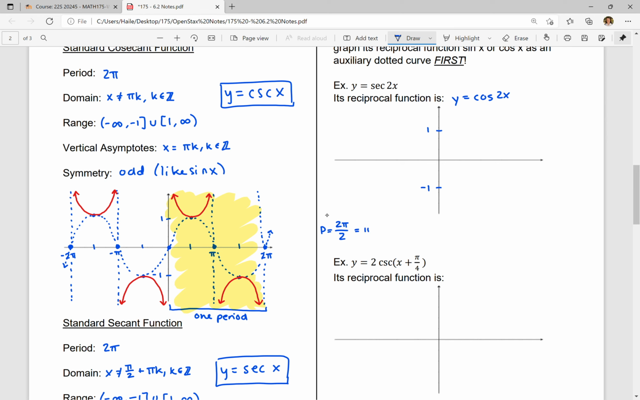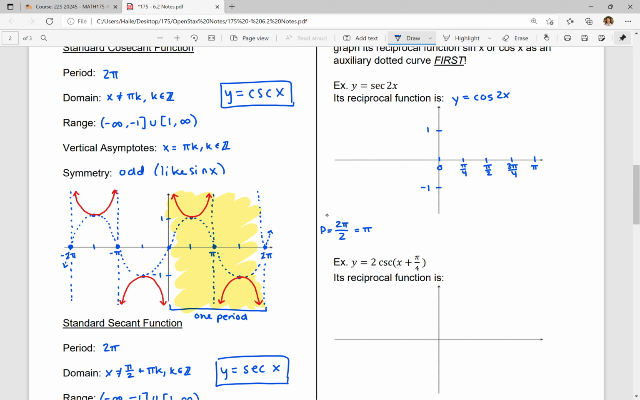So our period is pi. So what we're going to do is start our tick marks at 0 and end them at pi, and then we need to find those ones in the middle. So we have pi over 4, pi over 2, and 3 pi over 4. And now I can draw in my cosine curve.